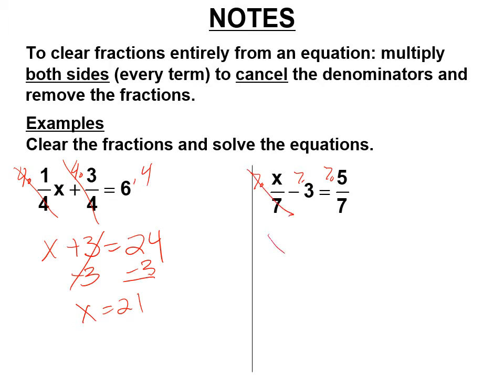So those cancel, you get x. Minus 7 times 3, 21. Those cancel, you get 5. Now you can solve that one. Add 21 to both sides. A lot of 21s. X equals 26.